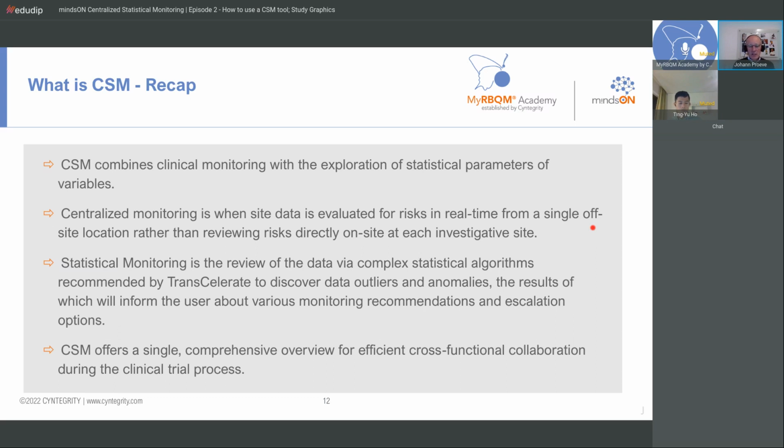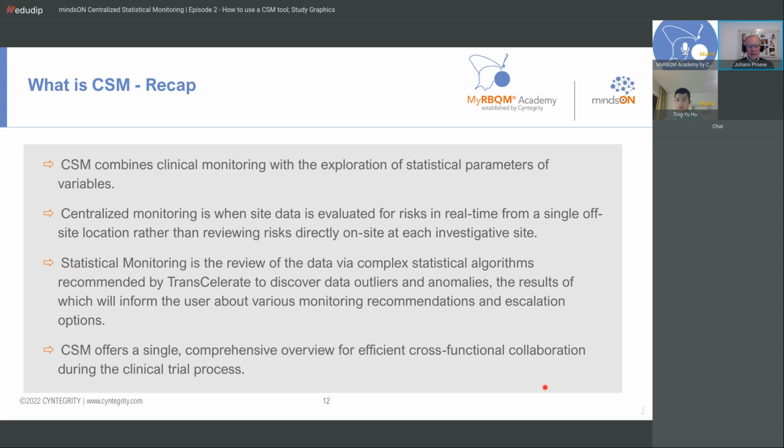And again, just to make this 100% sure, we are not talking about edit checks here. We are not talking about tiny little deviations that might have occurred. We are really looking at the bigger picture. The usage of statistical monitoring means that we review the data via complex statistical algorithms, and those have been recommended by TransCelerate to discover outliers or anomalies, and the results of which will inform the user about various monitoring recommendation and escalation options. So whenever you see such an outlier, you see data anomalies, you see bimodal distributions, then the question, of course, is what is it that I'm supposed to do with those findings? And we will address that in our last PowerPoint slide at the end of our webinar.